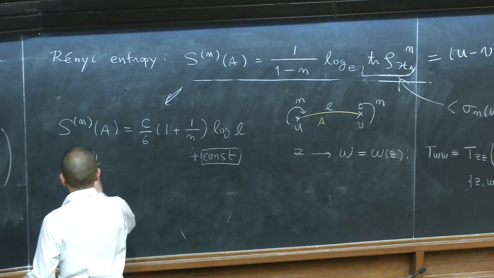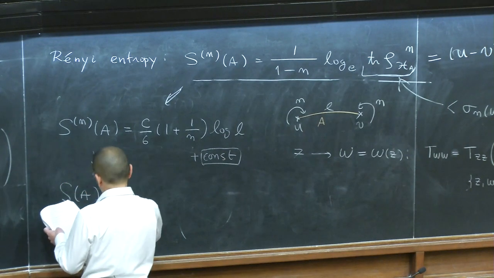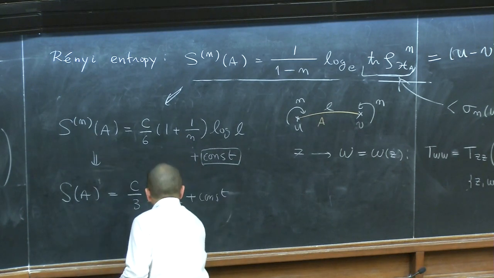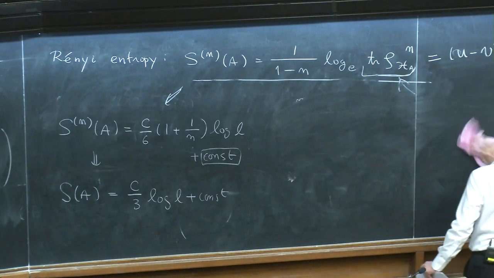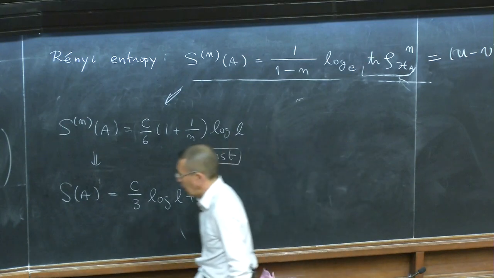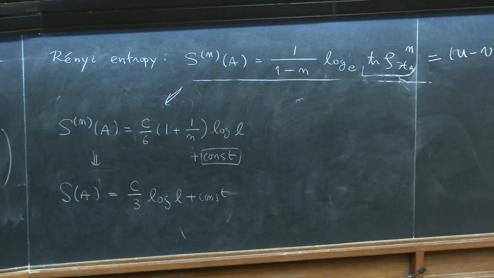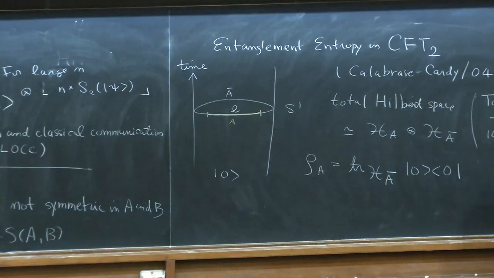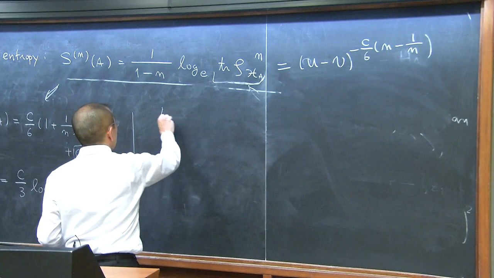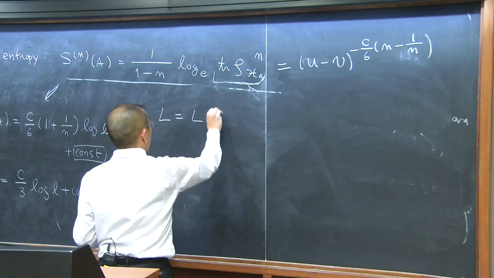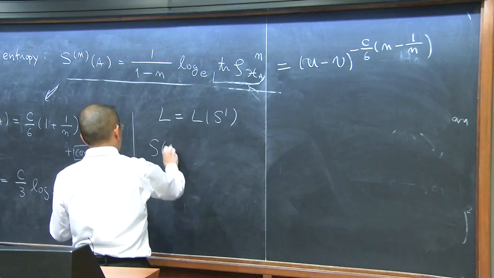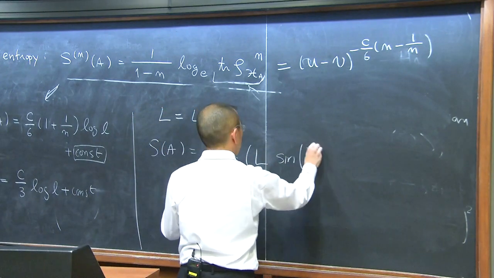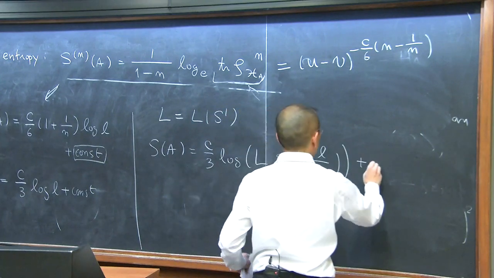So at any rate, from this, you can show by taking the limit of n equal 1 that the entanglement entropy is given by 1/3 log of l plus constant. This formula is true when the size of l is much smaller than the circumference of the entire circle. And the more precise formula, when the circumference of S1 is capital L, is given by the log of L over pi times sine of pi small l over capital L, plus constant.